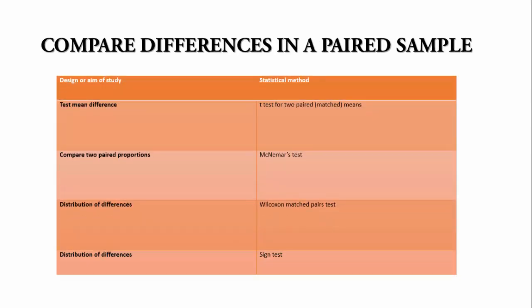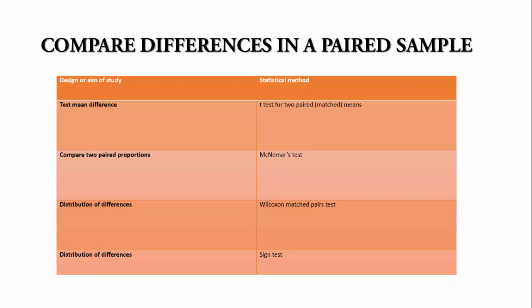If you want to compare differences in a paired sample and you want to test whether there is a mean difference, the appropriate statistical method to be used is the t-test for two paired means. And the type of data should be continuous and it should be normally distributed for the differences. If you want to compare two paired proportions, the test is the McNemar test, and the type of data should be categorical, two categories which should be binary.